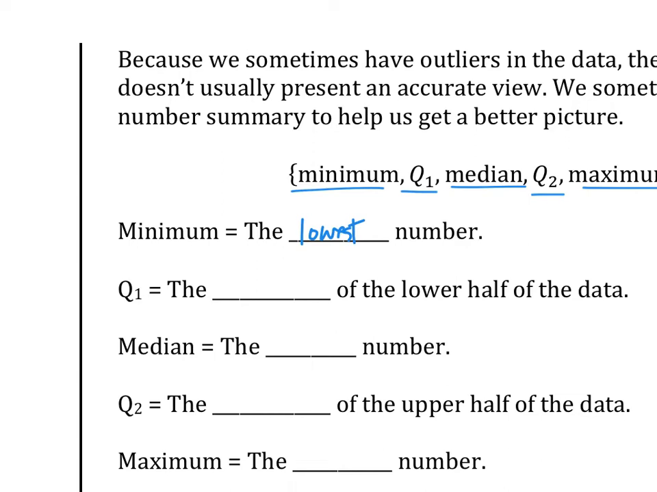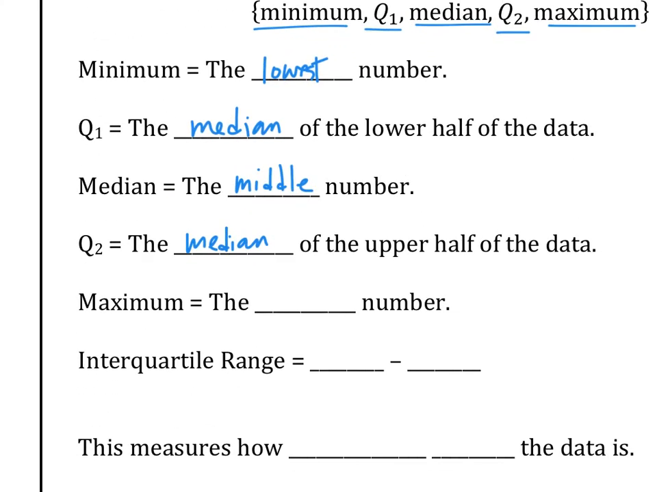Q1 is a little bit harder because you've never seen it before. Q1 means the median of the lower half of the data. What's the lower half? Lower half just means everything that's lower than the median, because median, remember, means the middle number. So the lower half is just everything that's smaller than the median. Q2 is the median of the upper half. So same idea as Q1, but for the upper half. Maximum is the biggest number.